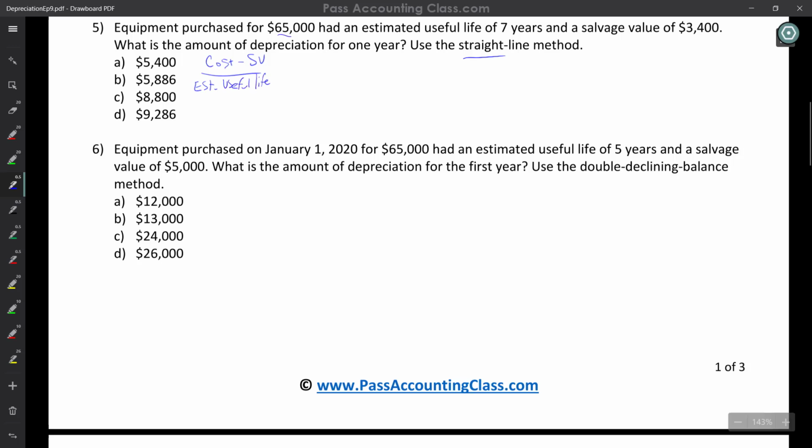So the cost is $65,000 less $3,400, that's our salvage value. And we're going to divide that by the 7 years. So that's going to be 61,600 divided by 7. And when we do the math on that, it ends up being 8,800. So the annual depreciation is going to be 8,800, so the answer is C.